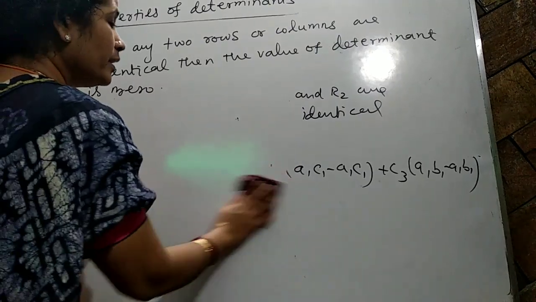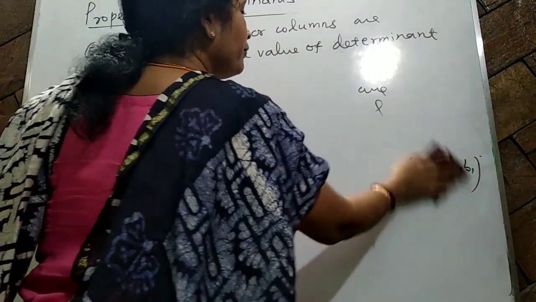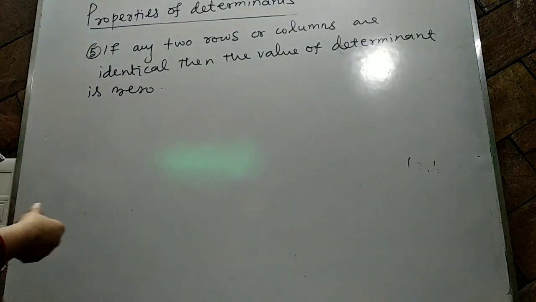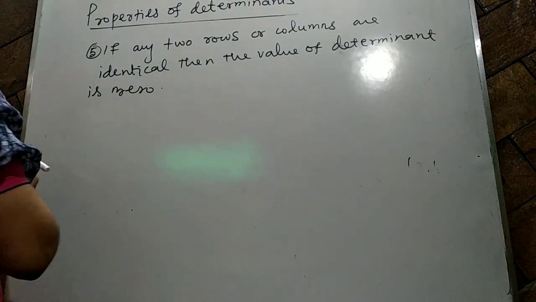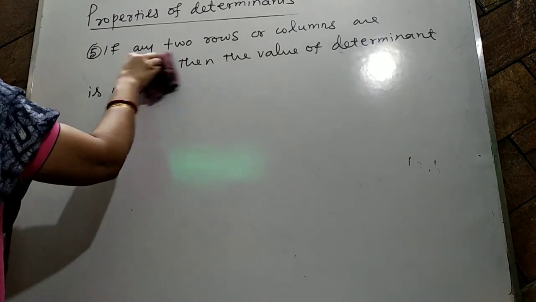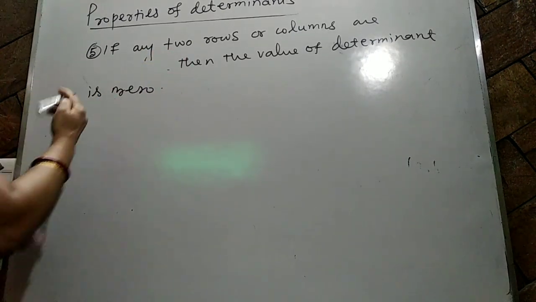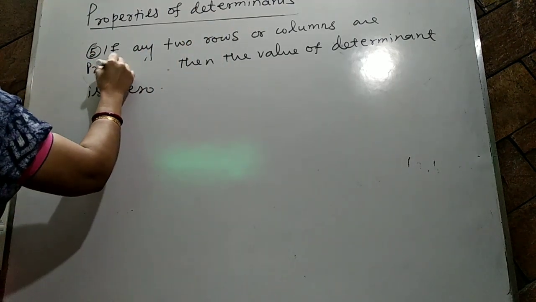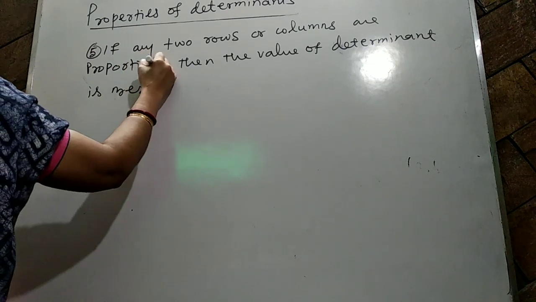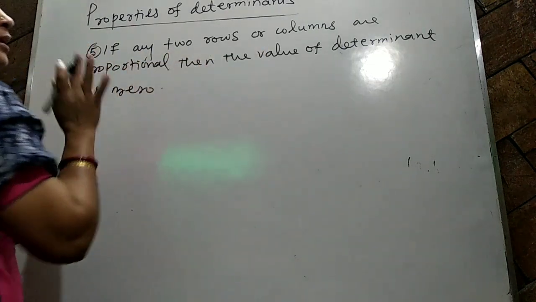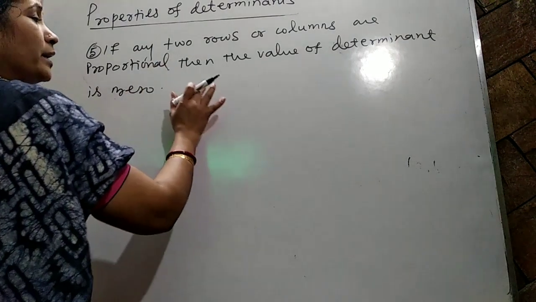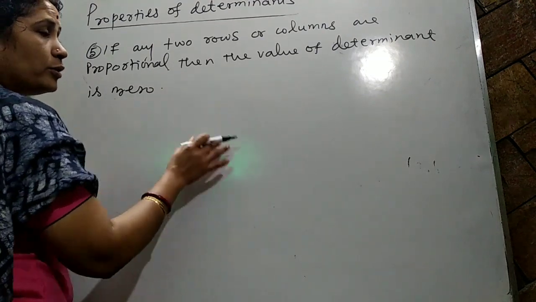Now property number 5. What is property number 5 saying? Better write the statement first. If any two rows or columns are proportional, then the value of determinant is 0. What is the meaning of proportional? That I will tell you. Proportional matlab one is a unique multiple of the other.